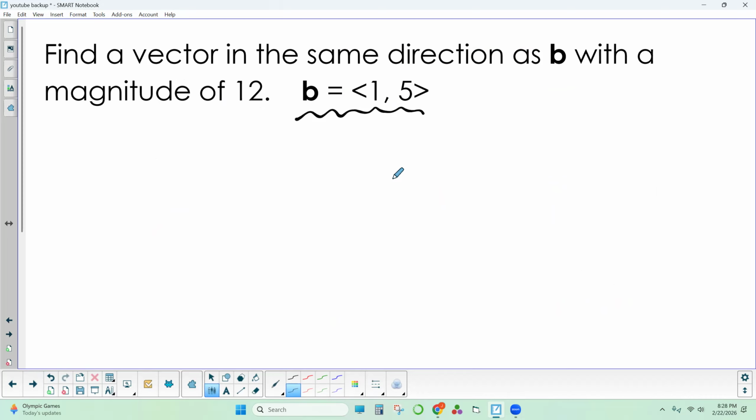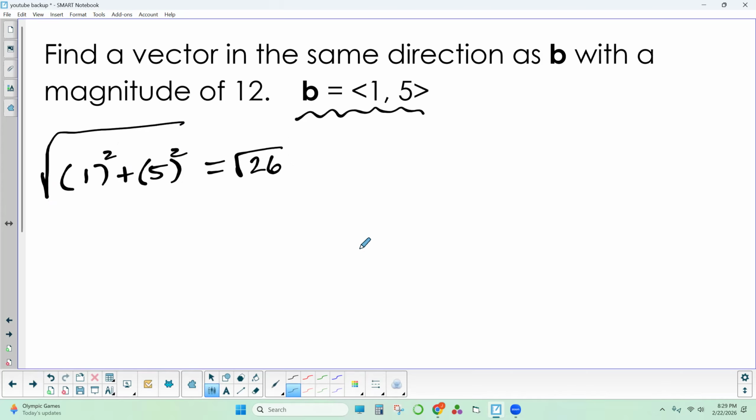The first thing we want to do is find the magnitude of vector b. So I'm going to use my distance formula. And the magnitude is the square root of 26. Then to find my unit vector, I'm going to take the change in x over root 26, comma, the change in y over root 26, put my arrows, and now I have a unit vector.